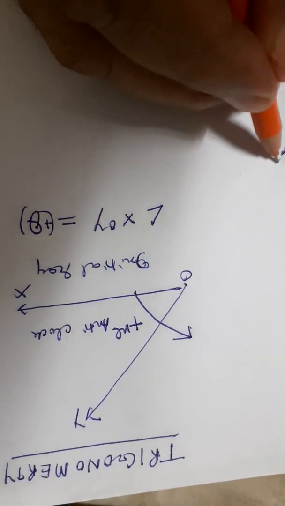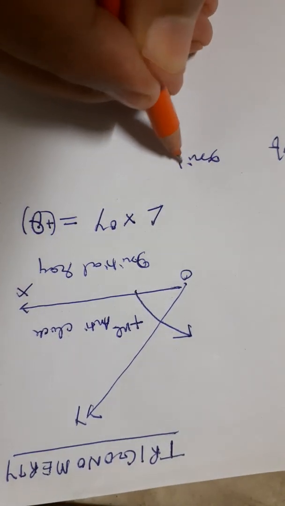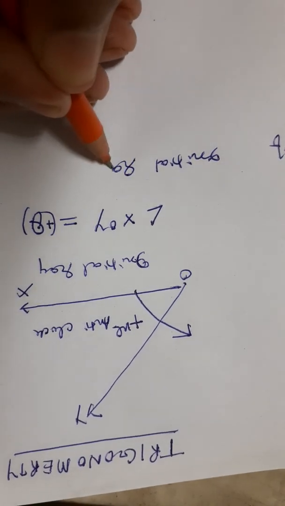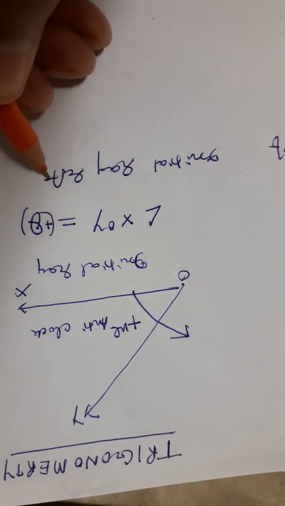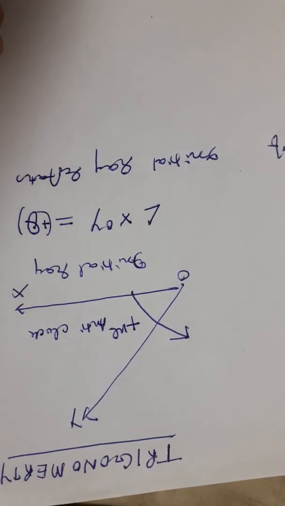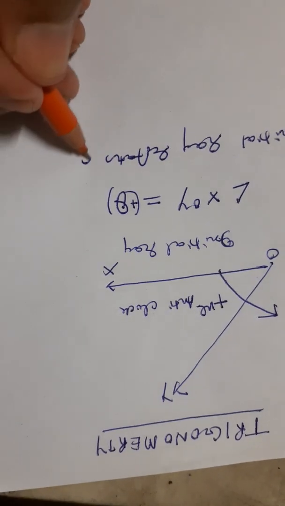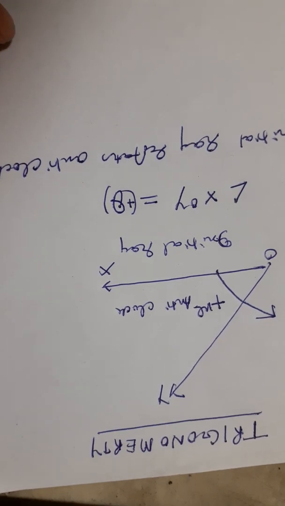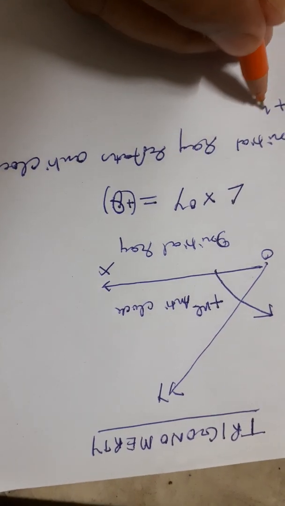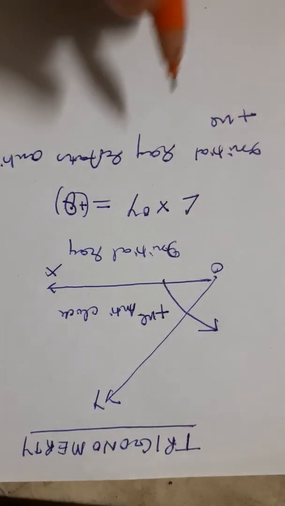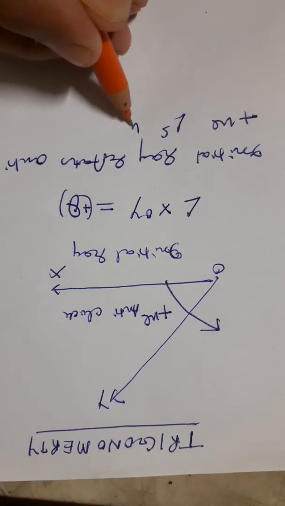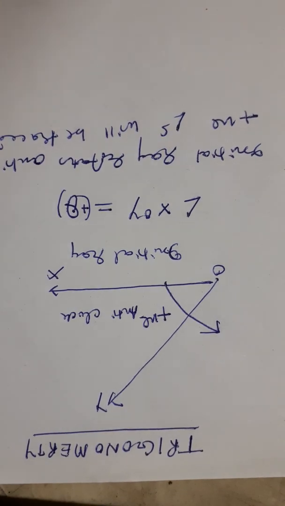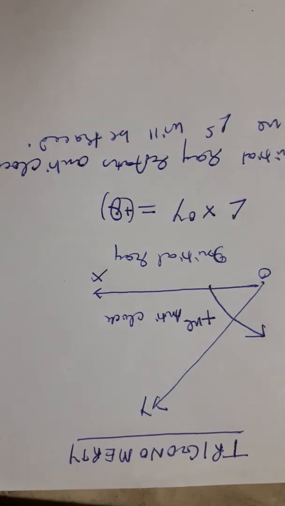If the initial ray rotates anti-clockwise, positive angles will be traced.